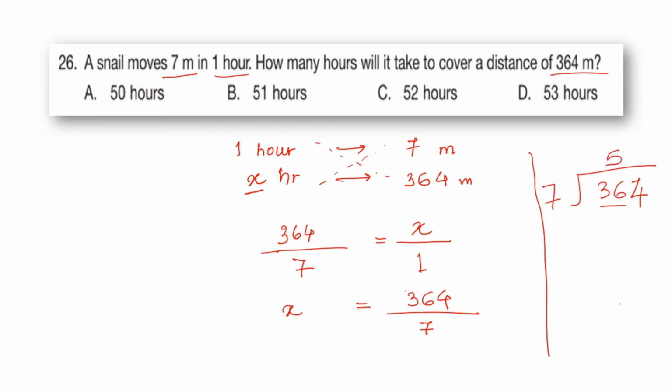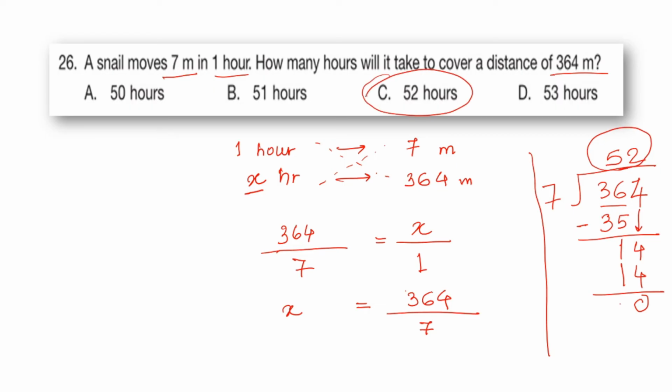7 times 5 is 35, which is closest to 36. So 36 minus 35 is 1. 4 comes down, 7 times 2 is 14. Hence, 7 divides 364 exactly in 52. So it is 52 hours. That will be the time taken by the snail.